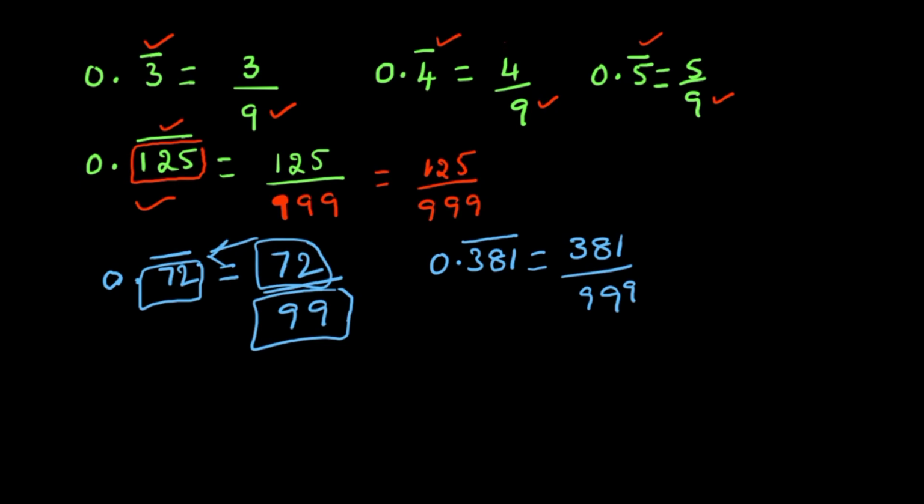And suppose you have a mixed decimal, that means 0.75 where only the bar is there on the 5, only 5. Do you know what the periodicity is here? Yes, in this question the periodicity is 1. Then how do we find out this answer? Just focus.